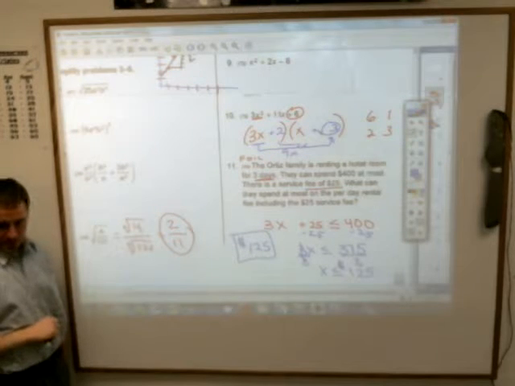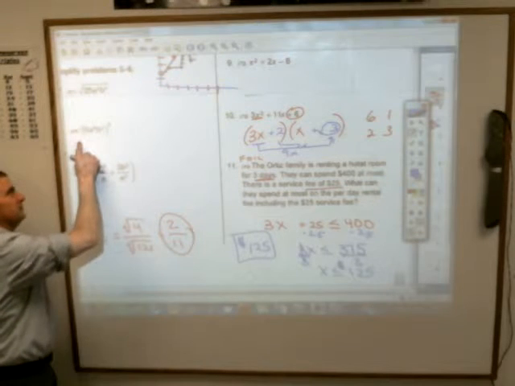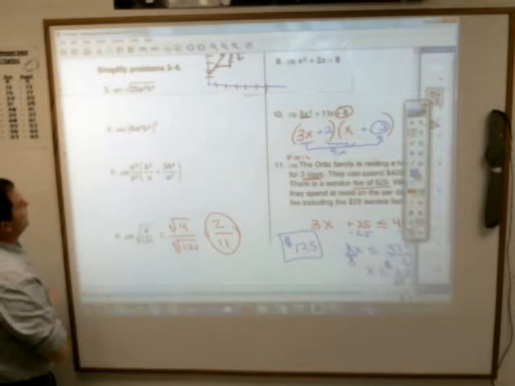Did anybody miss problem number 40? How about this one? Problem right here that says 40. It should be problem 4.